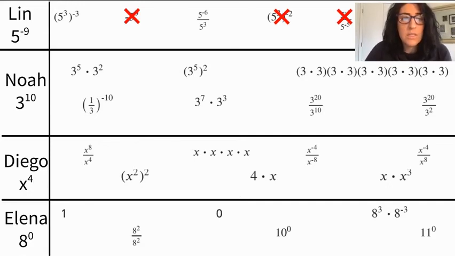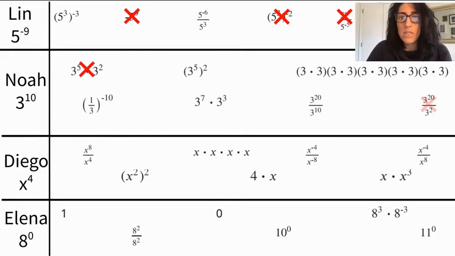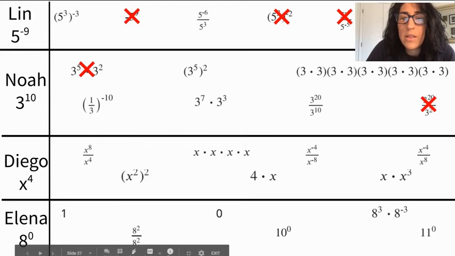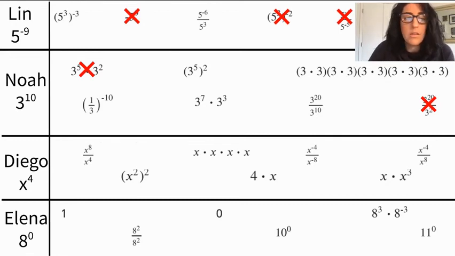In Noah's list, his were supposed to be equal to 3 to the 10th. He had 2 that did not belong in his list. This first one here did not belong because when you add those exponents together, you end up with 3 to the 7th. And the other one that did not belong was the last one. A common misconception is that we think to divide the exponents, which is not true. If you see the previous one, you're actually subtracting. That's why this one here is true, but the last one is not. The last one gives you 3 to the 18th.